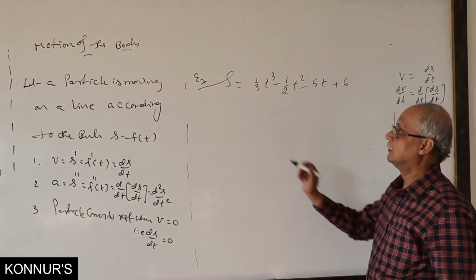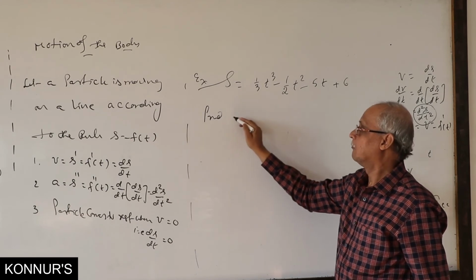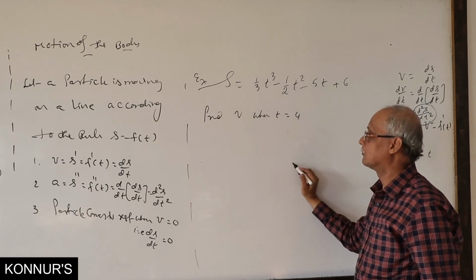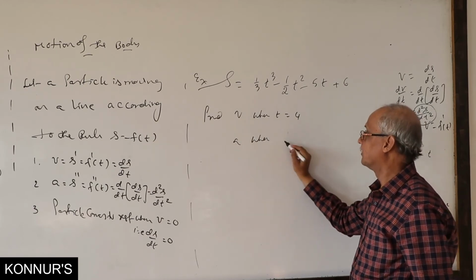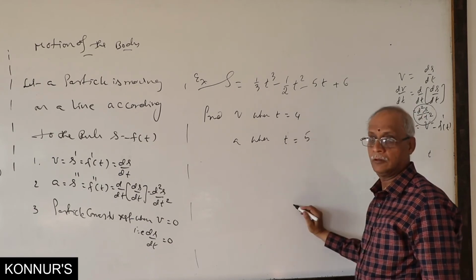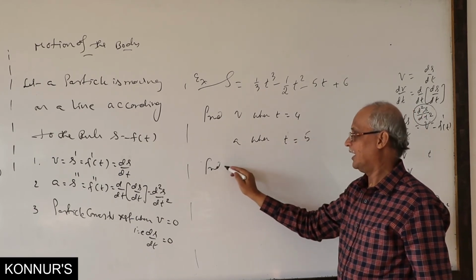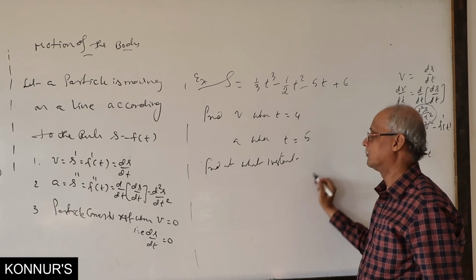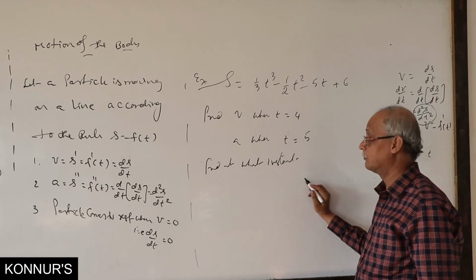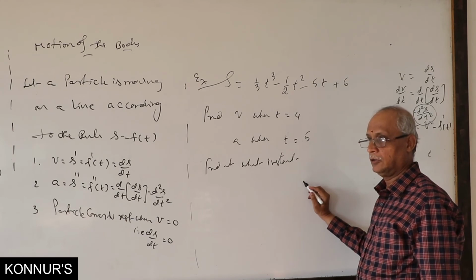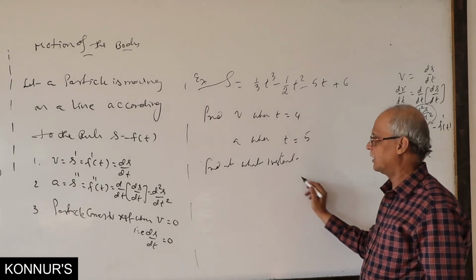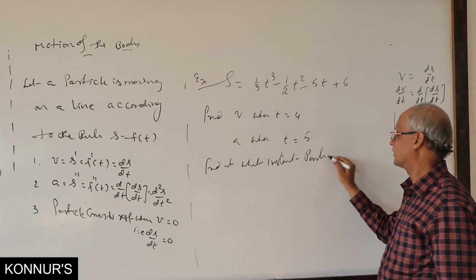So here, find velocity when t equal to 4. Find the acceleration when t equal to 5. Find at what instant. Instant means time. Sometimes they will use other language. And there is one more also, instantaneous velocity. Very important. Find at what instant particle comes to rest.